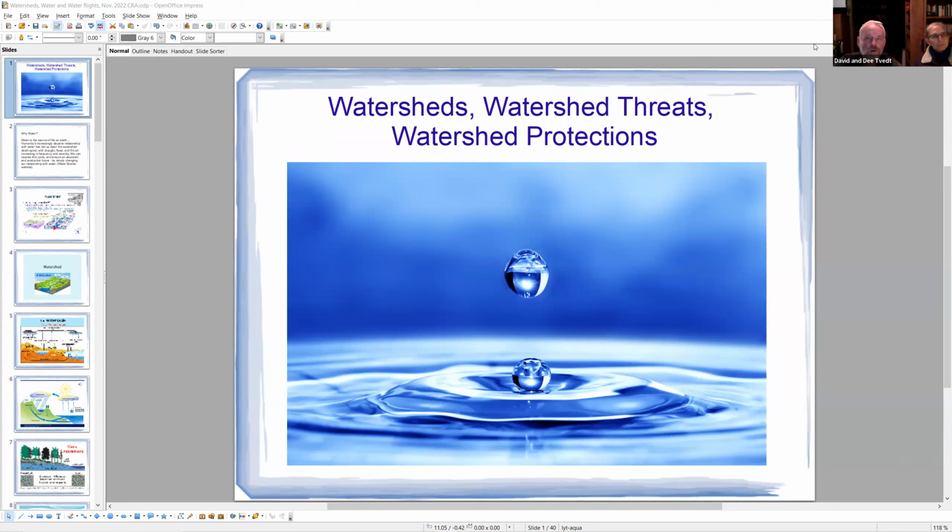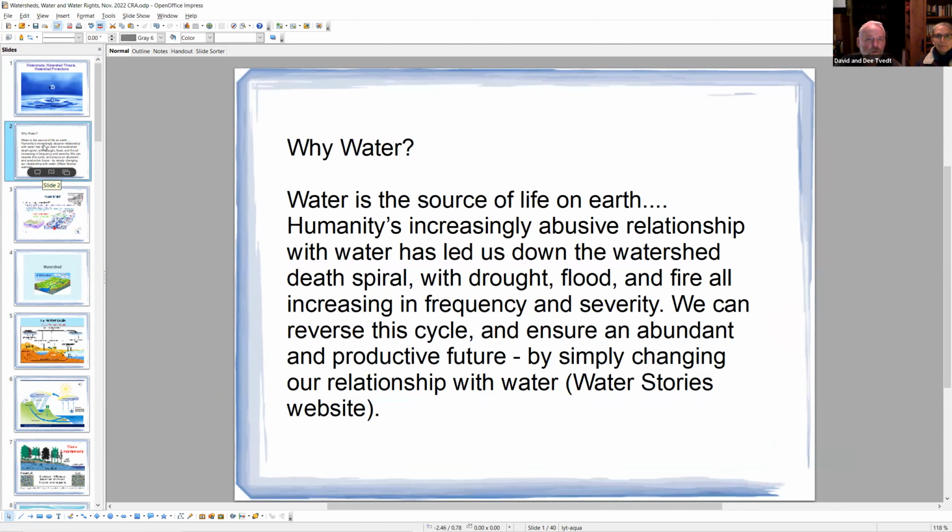So watersheds, watershed threats, and watershed protections. Why water? Water is the source of life on Earth. Humanity's increasingly abusive relationship with water has led us down the watershed death spiral, with drought, flood, and fire all increasing in frequency and severity. We can reverse this cycle and ensure an abundant and productive future by simply changing our relationship with water. And that's from the Water Stories website.